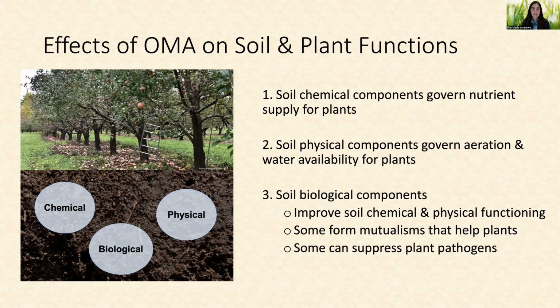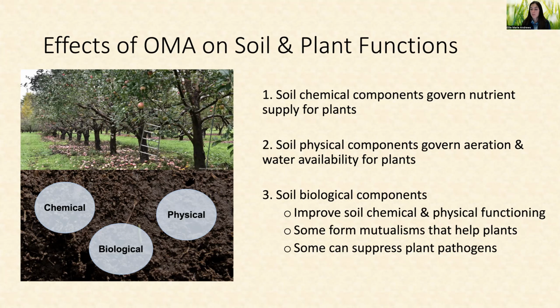So, this is really important. These different functions are super important in the soil because they influence the plants above them. So soil chemical components govern nutrient supply for plants. Soil physical components govern aeration, water availability, soil water dynamics for plants. And soil biological components help improve these other things. So the biology of the soil can help improve soil chemical and physical functioning.